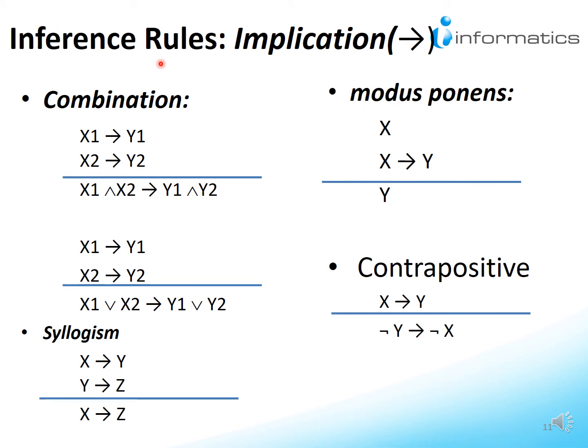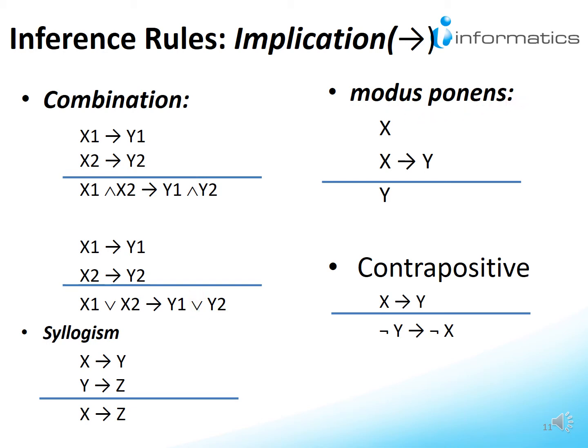Here are some inference rules for the implication operator. Assuming we have two implication statements, x1 imply y1, x2 imply y2. Then the left hand side can be combined using the conjunction operator or disjunction operator. The right hand side can be combined using the corresponding operator too.